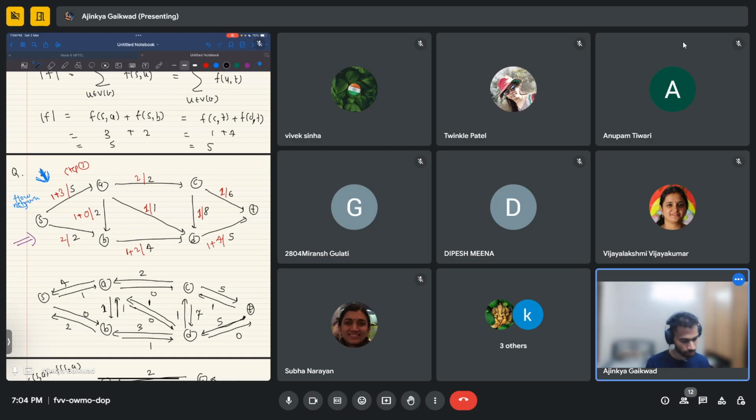So see, this is the residual network for this new flow. Now my question is, is there an augmenting path in this residual network?